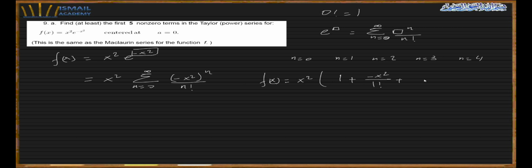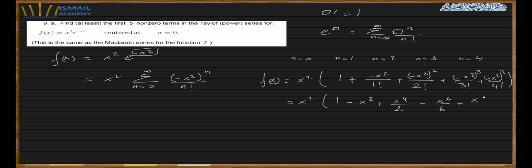Substitute n by 2, so it's going to be minus x squared over 2 factorial, then by 3 and so on. So it's going to be minus x squared cubed over 3 factorial, plus minus x squared to the 4 over 4 factorial. Now I have my 5 terms, they're not equal to 0, so I'm going to stick with n equal 4. So here x squared is 1 minus x squared.